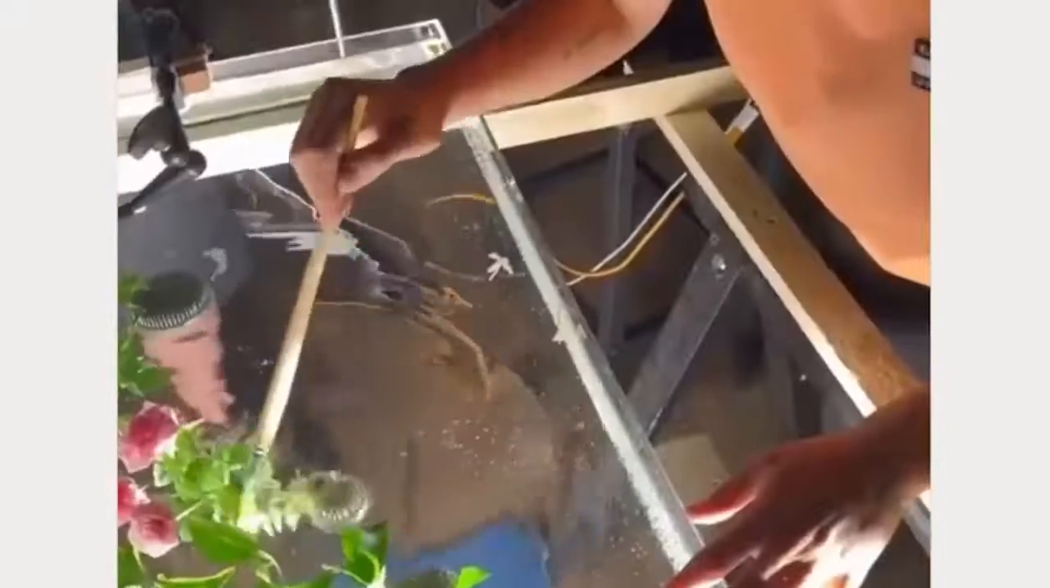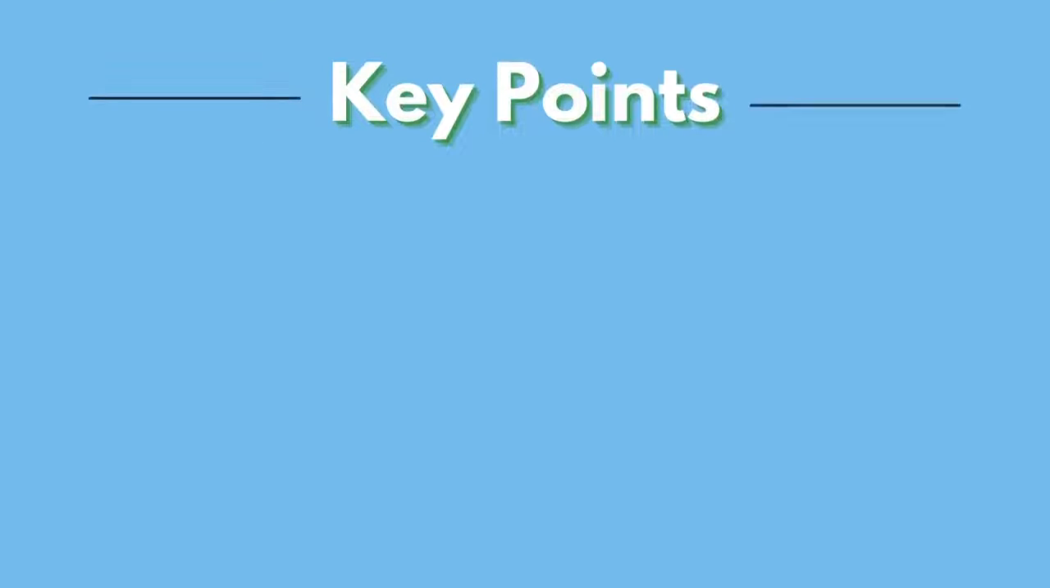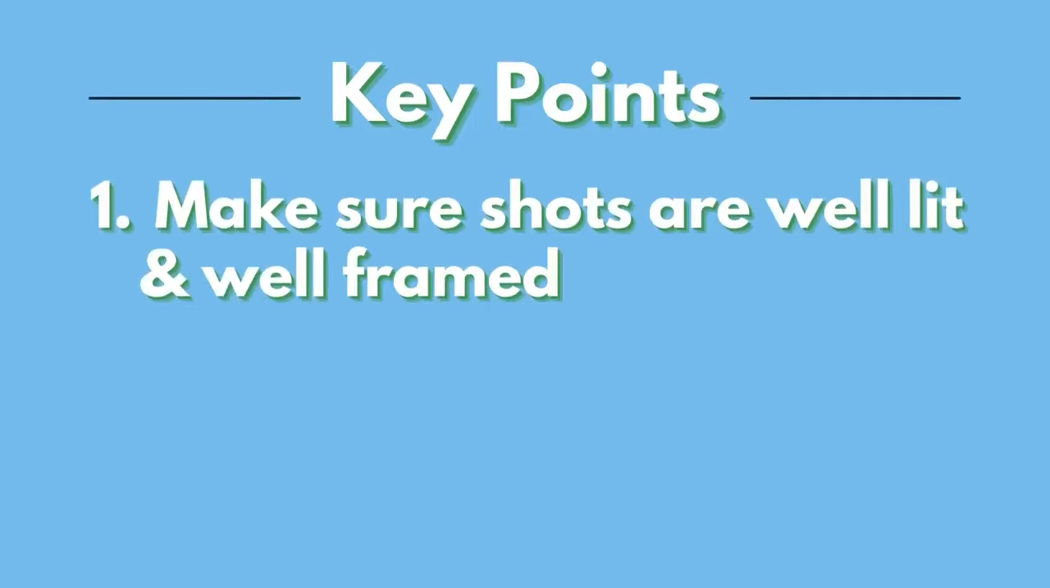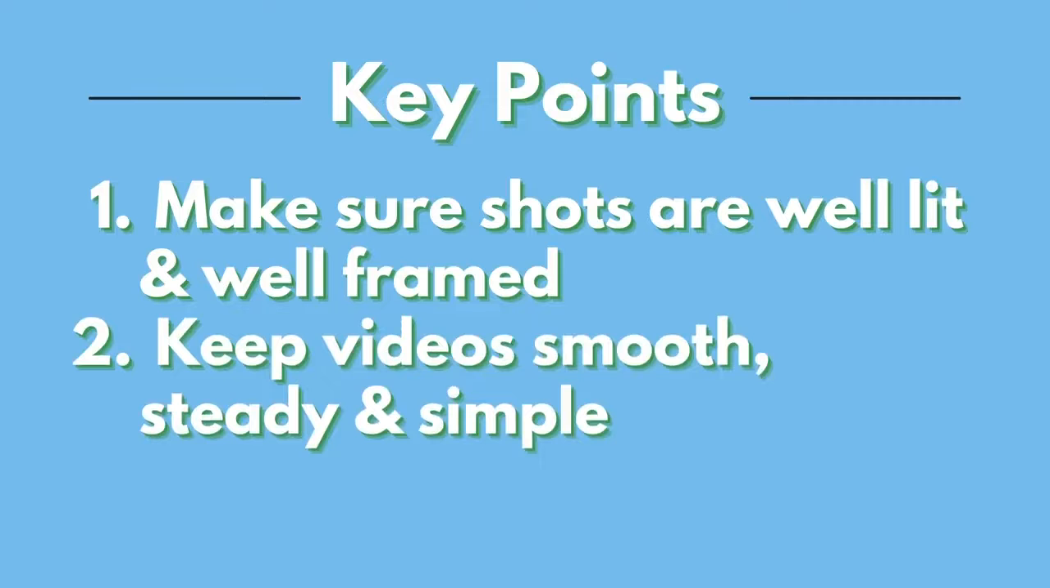Now, before you get started creating behind-the-scenes videos, here are a few key points that you want to keep in mind. First, make sure your shots are well-lit and well-framed. Aesthetically pleasing shots are always going to get more engagement. Also, keep your videos smooth and steady and simple. You don't want to add too many transitions, and you want to try to keep your videos from being jerky with too much movement.